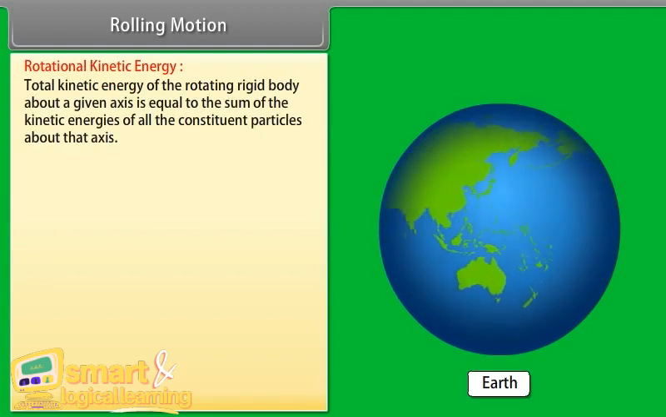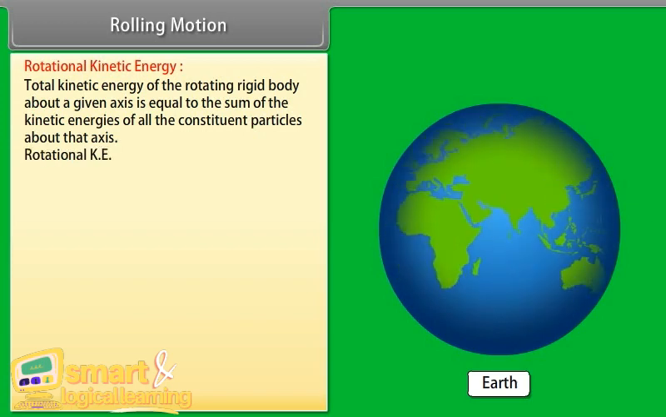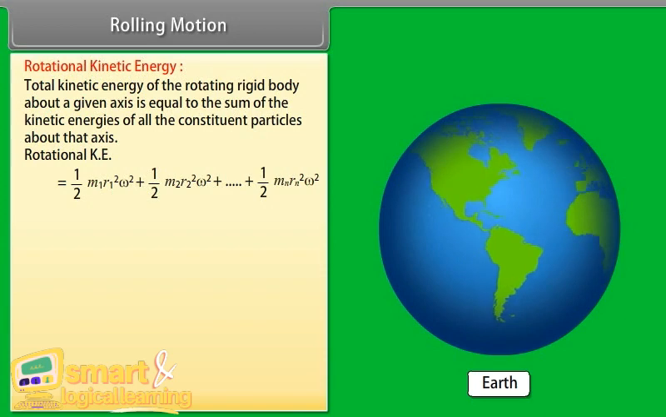Rotational kinetic energy. Total kinetic energy of the rotating rigid body about a given axis is equal to the sum of the kinetic energies of all the constituent particles about that axis. Rotational kinetic energy is equal to half m1 r1 square omega square plus half m2 r2 square omega square and so on till half mn rn square omega square.